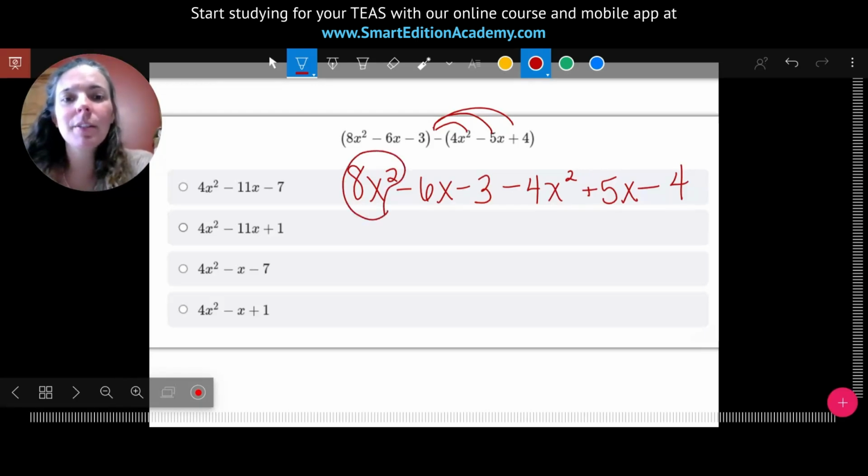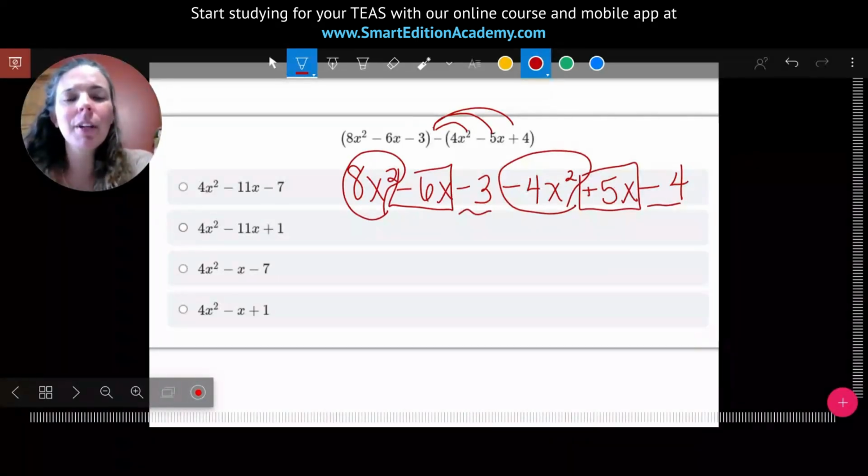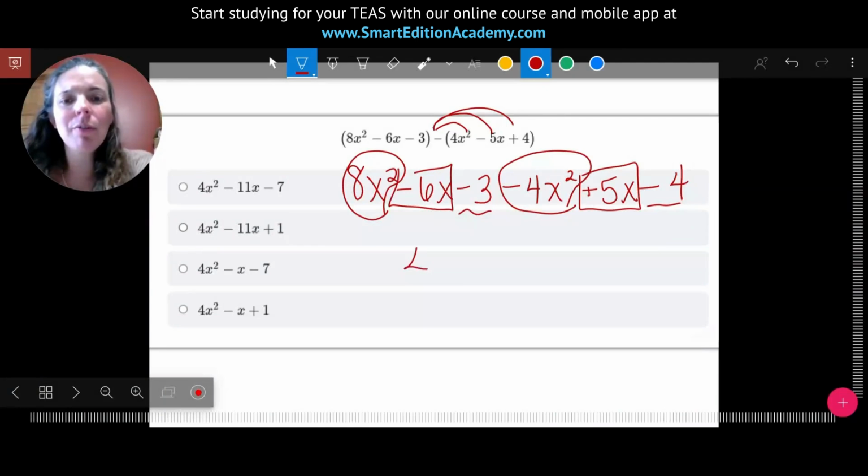So I see 8x squared minus 4x squared. I see minus 6x plus 5x, minus 3 minus 4. So combining like terms, 8 minus 4 is 4x squared. Negative 6 plus 5 is negative x. Negative 3 minus 4 is negative 7. So 4x squared minus x minus 7.